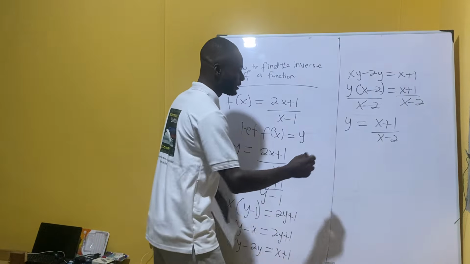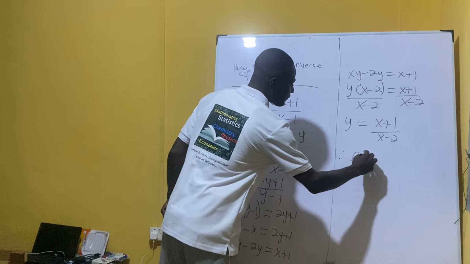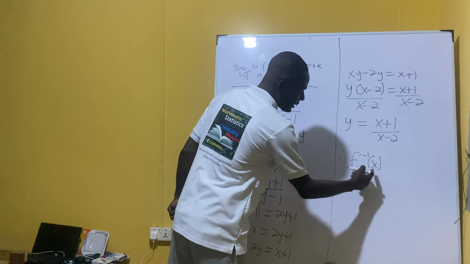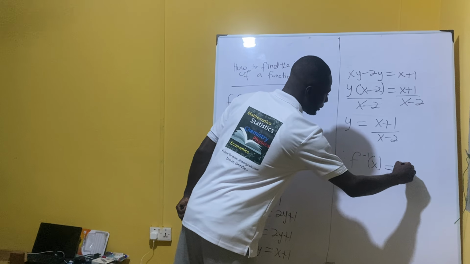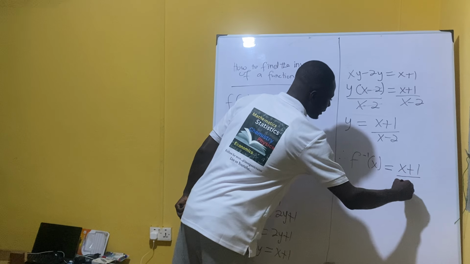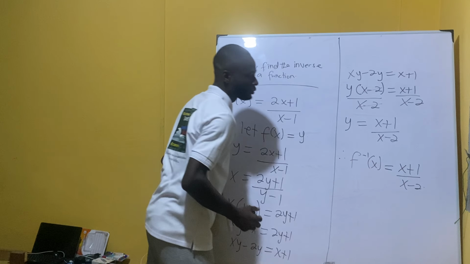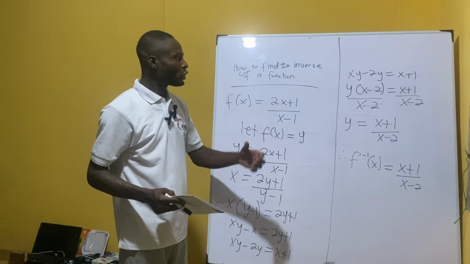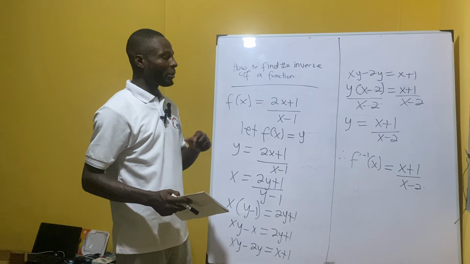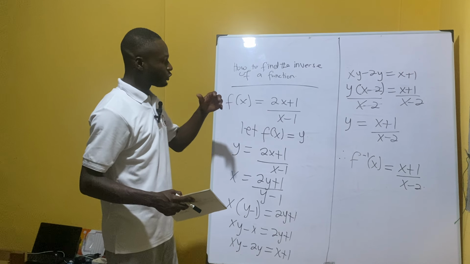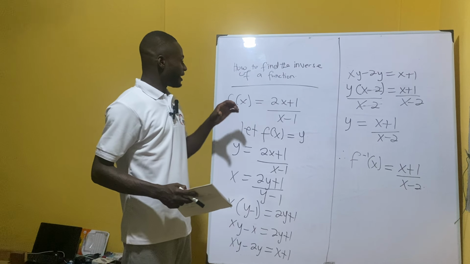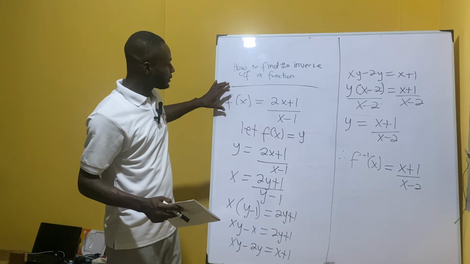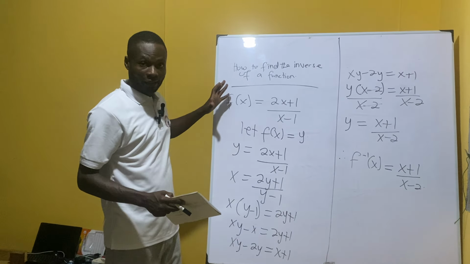Therefore, we can say that the inverse function f inverse of x is equal to (x + 1) / (x - 2). Very, very simple. So this is the process we go through to find the inverse of a particular function. First, when you have the function, it can be of any variable: it can be h of x, it can be g of x, it can be anything.